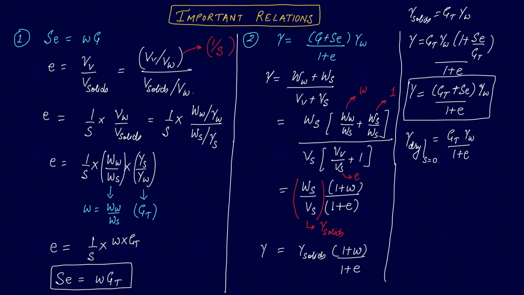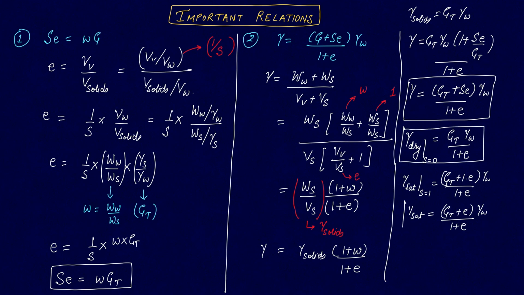Similarly, if you want to calculate the value of gamma saturated, substitute the value of S as 1. So here the formula will become GT plus, since S is 1, multiplied by E times gamma W over 1 plus E. So therefore gamma saturated will become equal to G plus E times gamma W over 1 plus E. So that is another formula. See, I am just putting those into boxes so that you can remember that these are the formulas we have already derived. Now let us talk about gamma submerged.